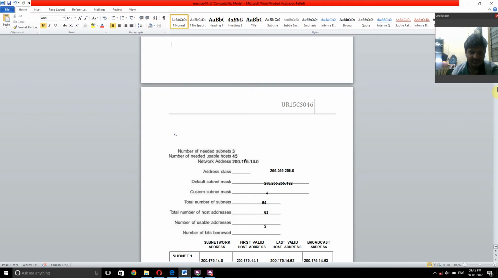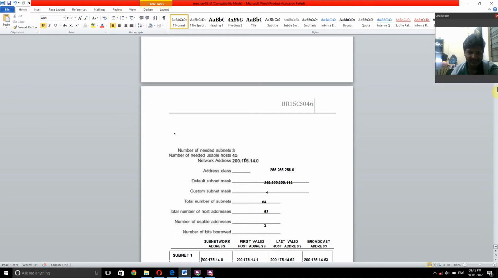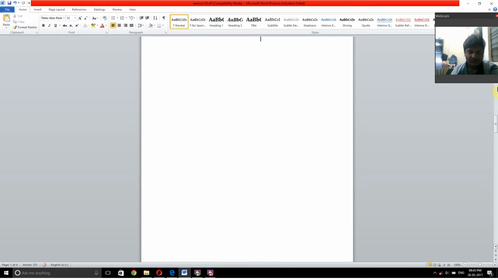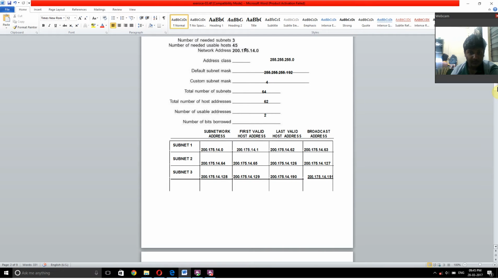The first problem: the number of needed subnets is 3, the number of usable host addresses is 45, and the network address is 200.175.14.0. The address class is class C, and the default subnet mask is 255.255.255.0, and the custom subnet mask is 255.255.255.192. The total number of subnets is 4, and the total number of addresses is 64.